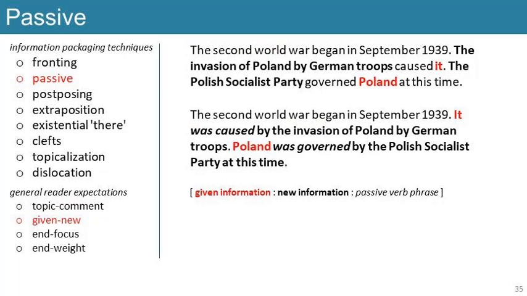A second important reason to choose the passive is to comply with the given-new principle. For example, in the first Poland text here, the second and third sentences start with new information. In the second text, they start with given information, enabled by the use of the passive. Most readers will likely find the second text less awkward and more cohesive, without necessarily being able to say why.